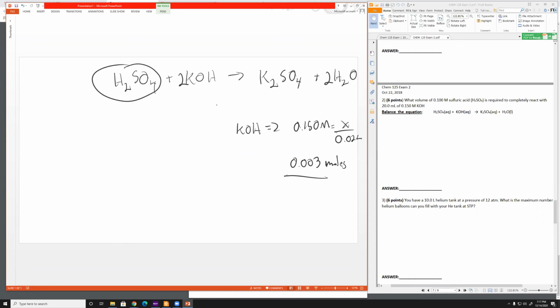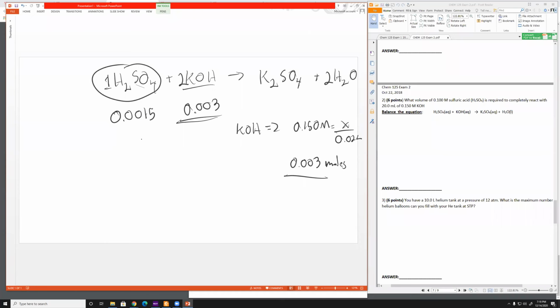Okay, so if we have this many moles react, how many moles of H2SO4 is required to react with that? So if 1 is required to react with 2, then half of 0.003 is required to react with 0.003. So that means for H2SO4, we need 0.0015. Does that make sense? I'll stop right there. That's the hardest part, to figure out how many moles of acid you need. So you're just using the ratios from the balanced equation.